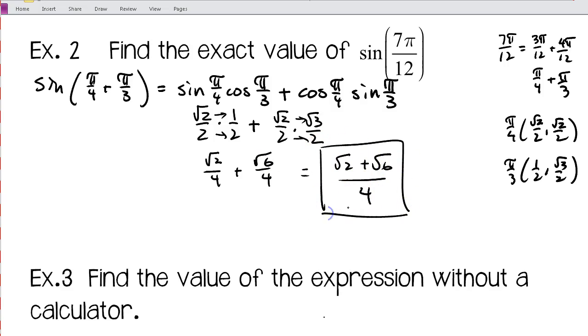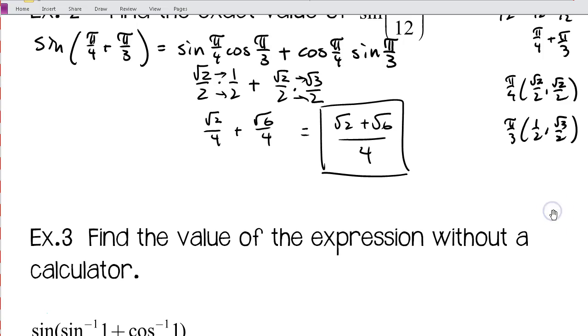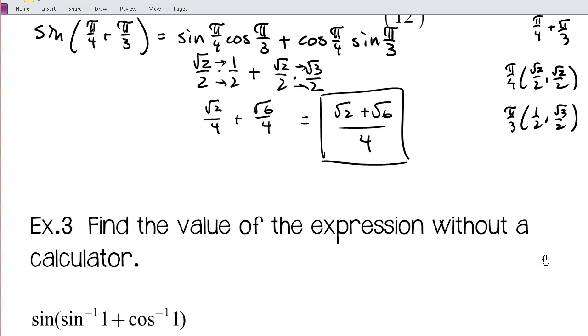As you work out these problems, you'll notice that a lot of the answers are similar because basically we're using the same sets of angles in all of these problems. We're using pi over 4s, pi over 3s, pi over 6s, occasionally pi's and pi over 2's. But since we're using those same special angles over and over again, our answers are going to be similar.